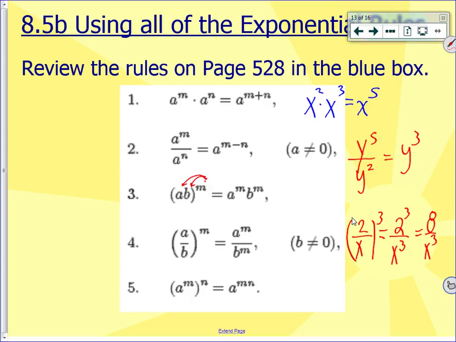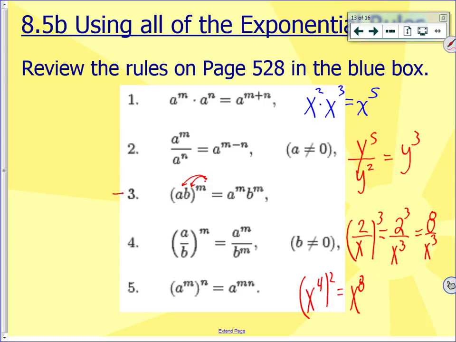Power of a power, you multiply the powers. So for example, x to the 4th squared is going to be x to the 8th. Because x to the 4th squared is x to the 4th times x to the 4th. X to the 4th times x to the 4th, you would add 4 plus 4, and you get 8.